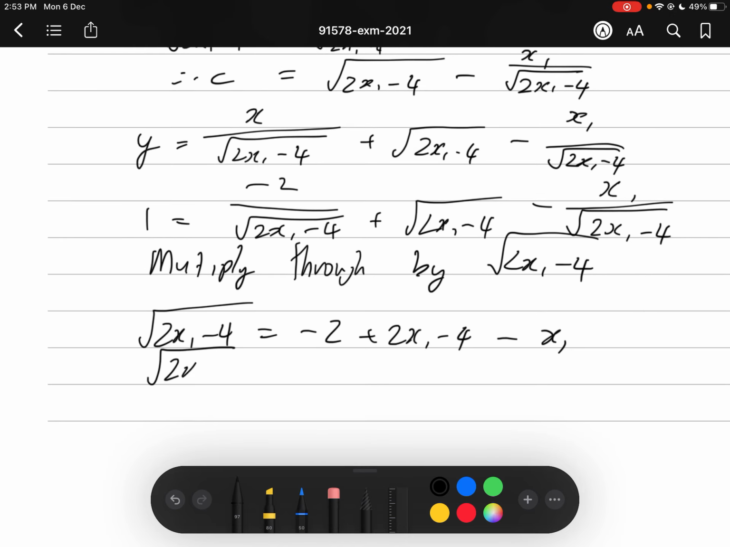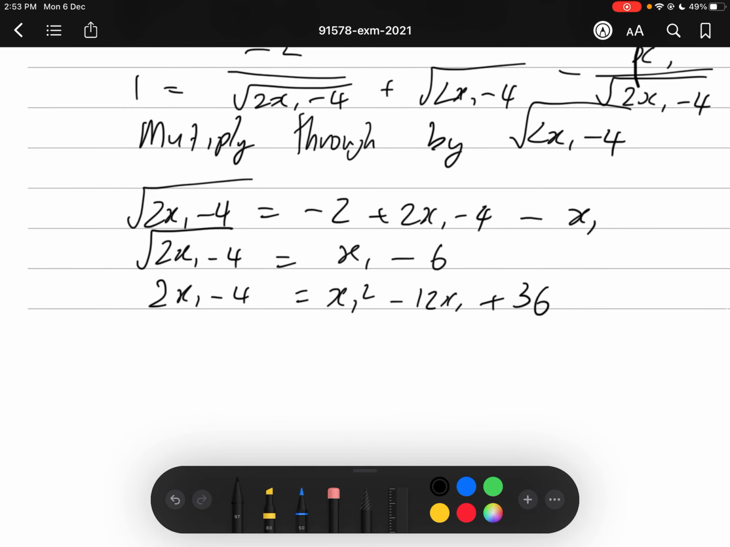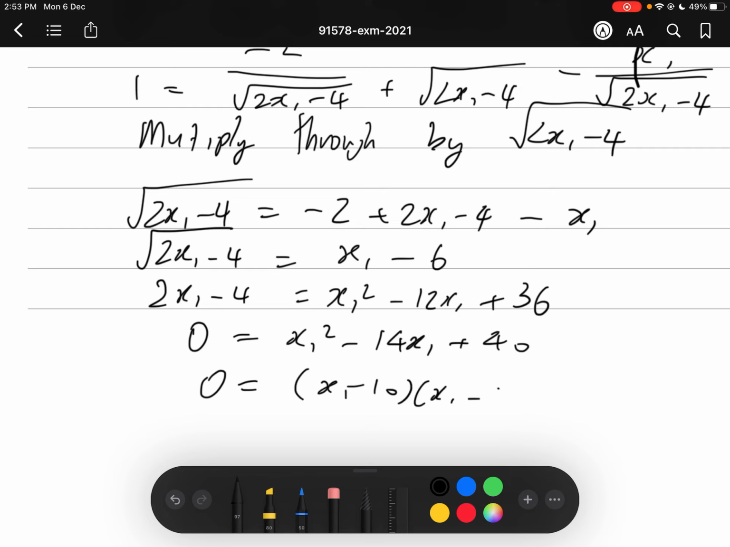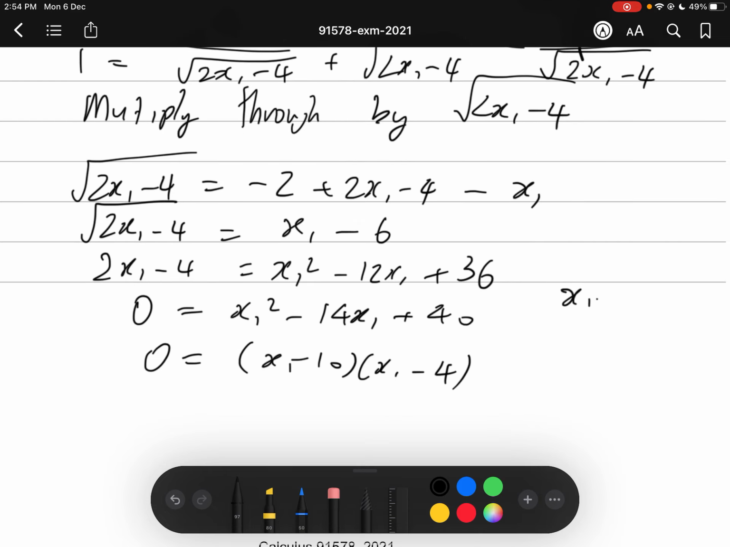And now it's just some simple algebra. So we have the square root of 2x1 minus 4 equals 2x1 minus x1, which is just x1, minus 6. And we square both sides. So we have 2x1 minus 4 equals x1 squared minus 12x1 plus 36. Now we want to make the left-hand side equal to 0. So 0 equals x1 squared minus 14x1 plus 40, and 0 equals (x1 minus 10)(x1 minus 4). So we can say that x1 equals 4 and x1 equals 10.